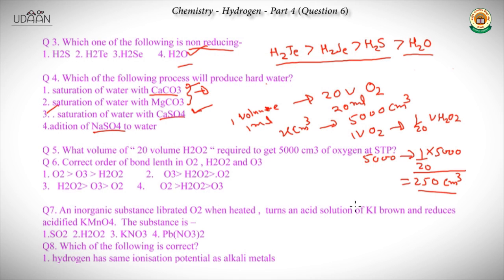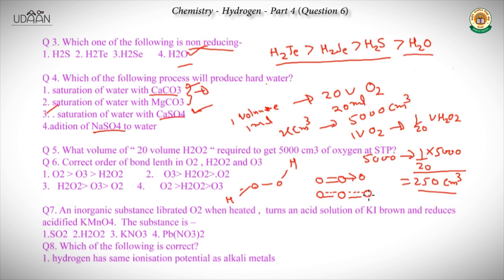Now we get to the sixth question. What is the correct order of bond length in O2, H2O2 and O3? To explain the bond length in O2, H2O2 and O3, let us see the chemical structure of these compounds. H2O2, its structure is like this. Second one is ozone, and it remains in a resonating form, that is like this.